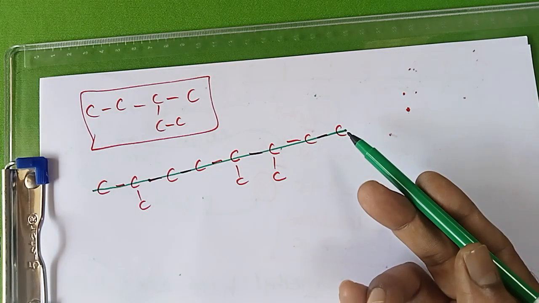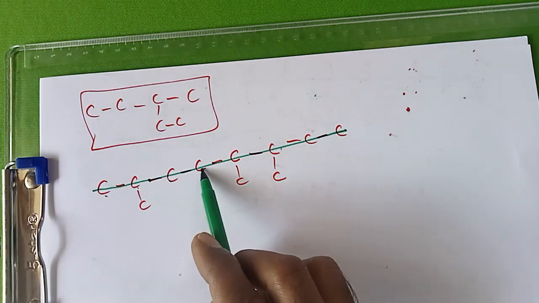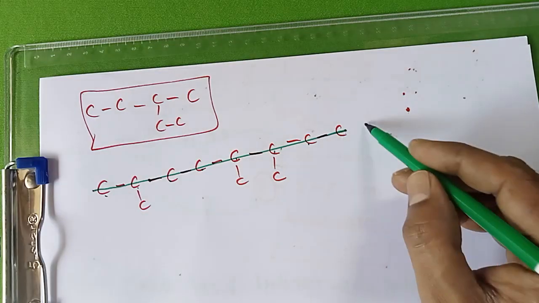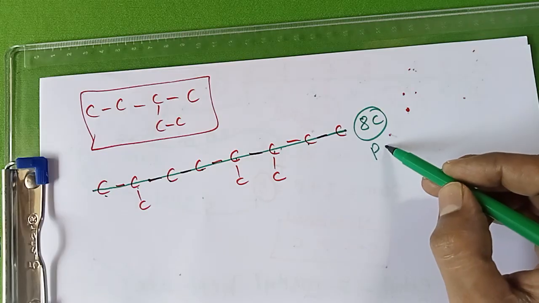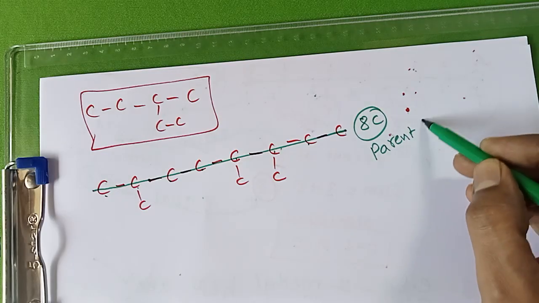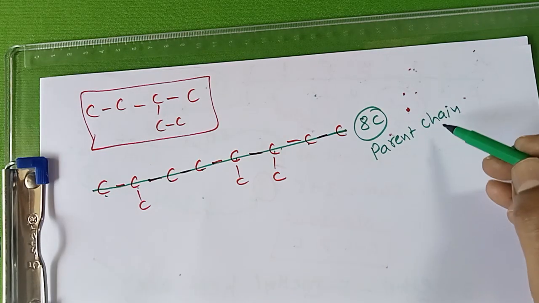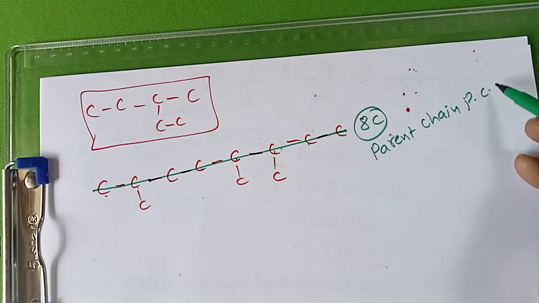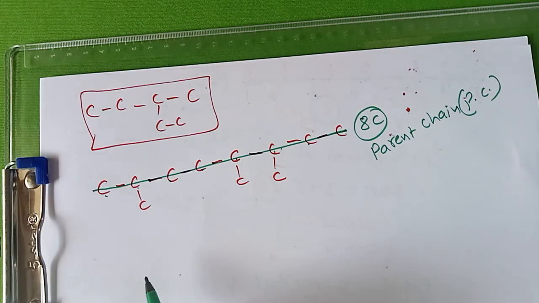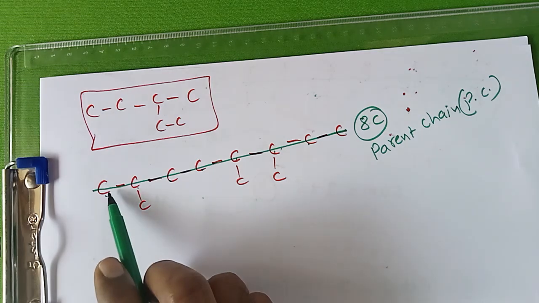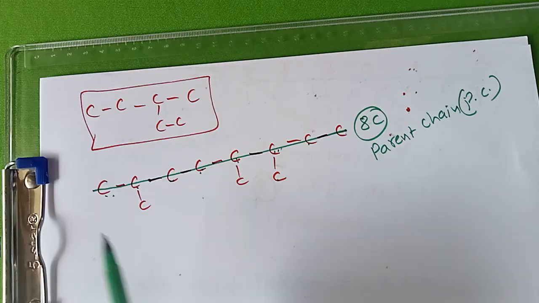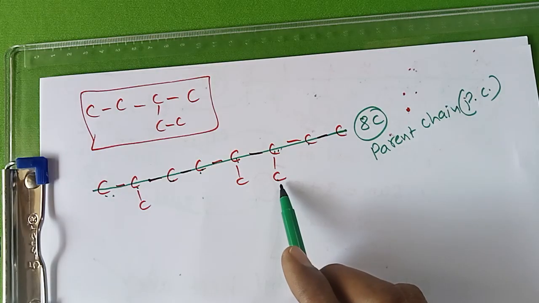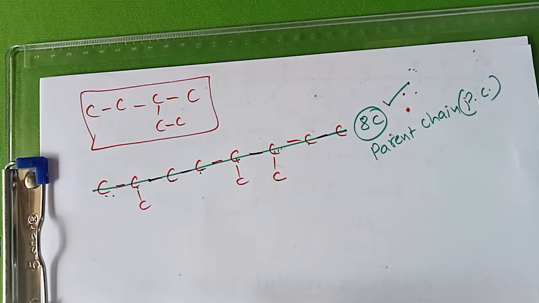Very clearly we identified, because 1, 2, 3, 4, 5, 6, 7, 8 carbons. So longest chain is the parent chain. This is the only parent chain. Parent chain shortcut PC. PC full form parent chain. For example, if we select this one, 1, 2, 3, 4, 5, 6, 7 only, so not like this. This is the parent chain, 8 carbons.